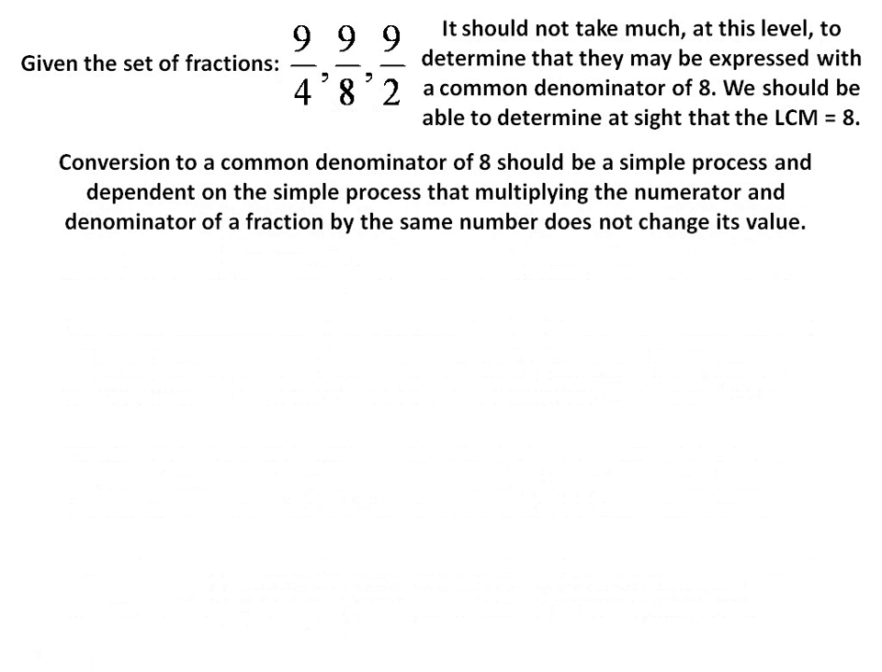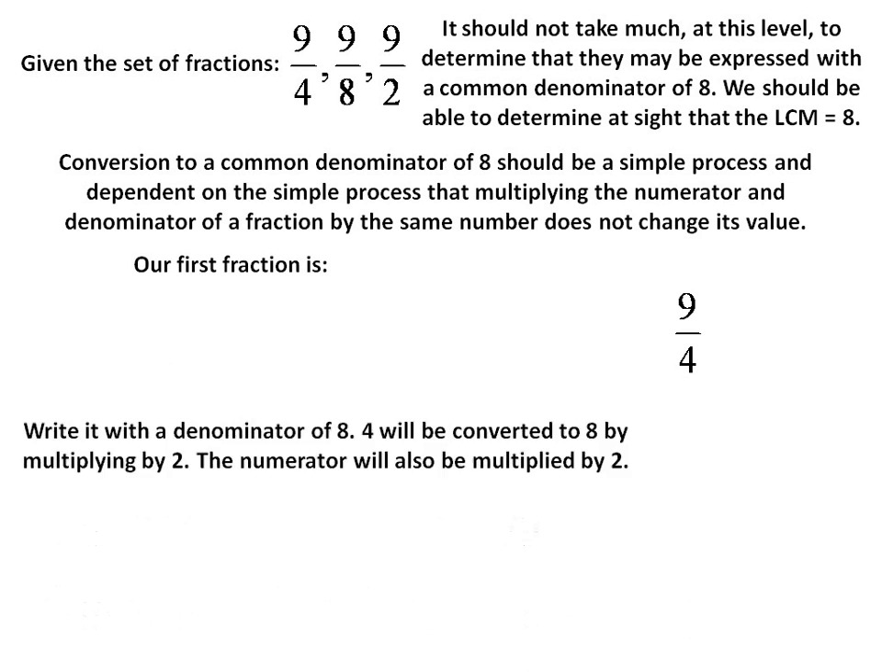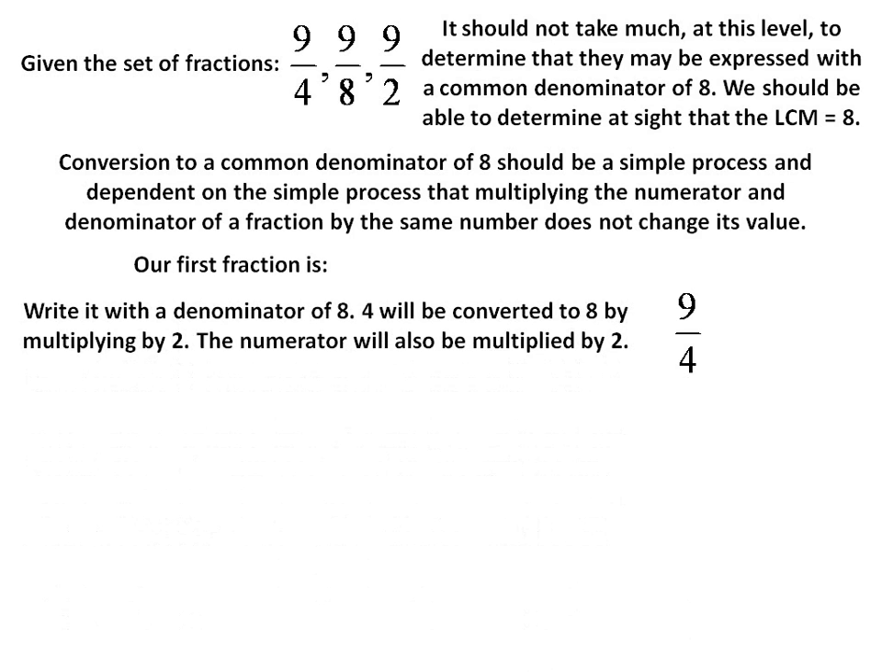Conversion to a common denominator of 8 should be a simple process and dependent on the simple principle that multiplying the numerator and denominator of a fraction by the same number does not change its value. Our first fraction is 9 over 4. Write it with a denominator of 8. 4 will be converted to 8 by multiplying by 2. The numerator will also be multiplied by 2. So there we have it, 18 over 8.